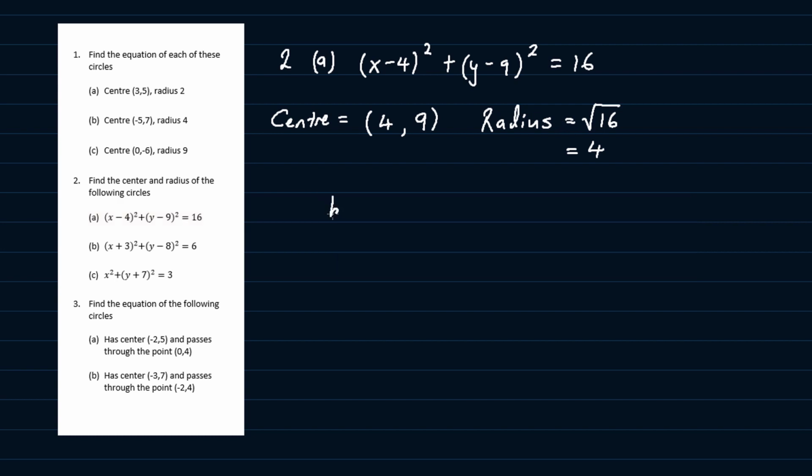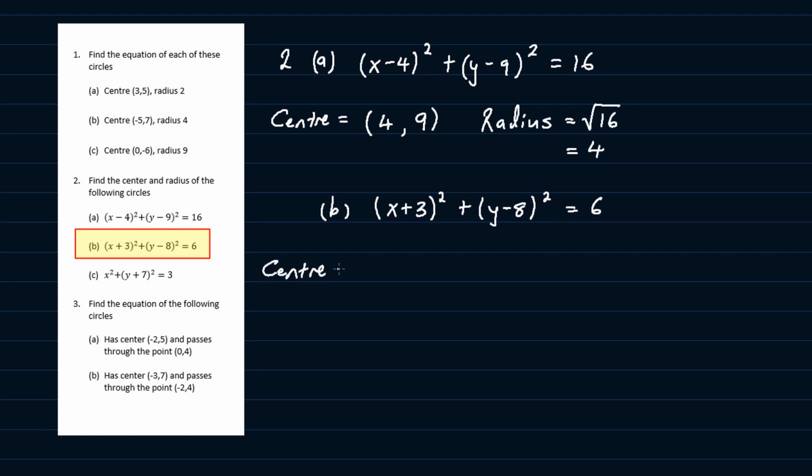So we can do the same thing for part B. We have the equation x plus 3 all squared plus y minus 8 all squared equal to 6. So for the center, it's minus of the number that's here. So that's minus 3, and minus of minus 8, which is 8. And for the radius, it has to be the square root of whichever number is here. So it's the square root of 6. So we can leave it in short form like this.